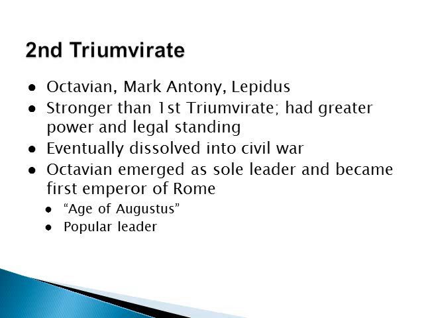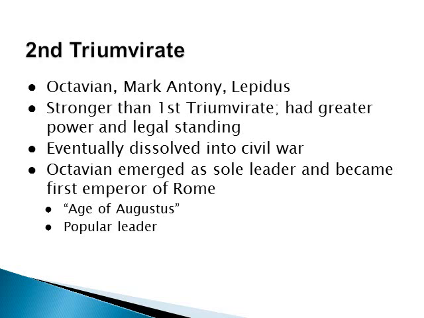After another period of fighting and struggle, the second triumvirate emerges. It's made up of men named Octavian, Mark Antony, and Lepidus. It's stronger than the first triumvirate. It actually lasts for a period of almost 10 years. It had greater power and legal standing. It was really officially recognized as the government of Rome in a way that the first triumvirate never had been.